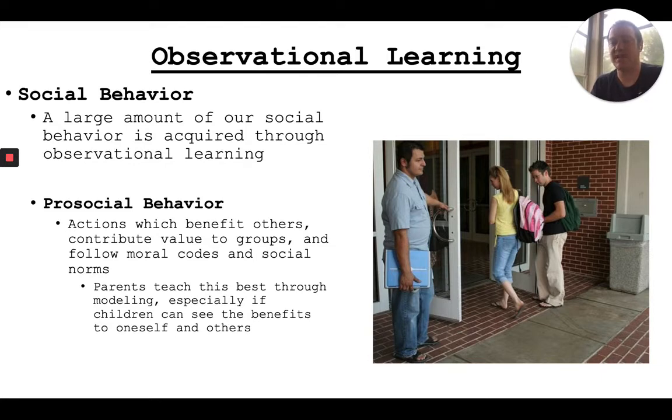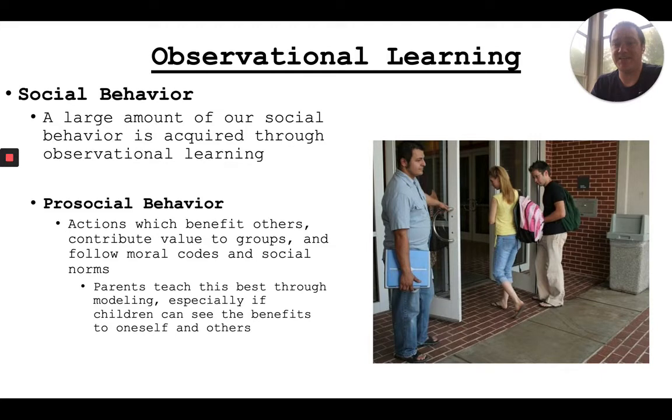So there's things like saying please and thank you, holding the door open for others, being kind and respectful, and those are examples of pro-social behavior. And if kids see their parents doing that or their peers doing that, then they tend to do that as well. I've seen that with my own daughter. If she sees us say please and thank you or hold the door for someone, she tends to try to do that as well.